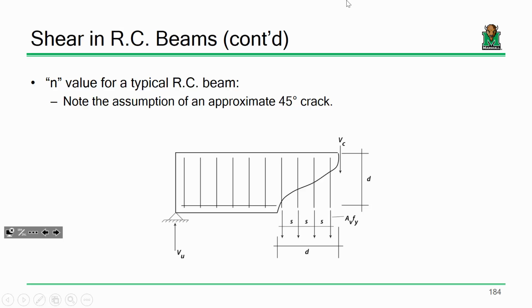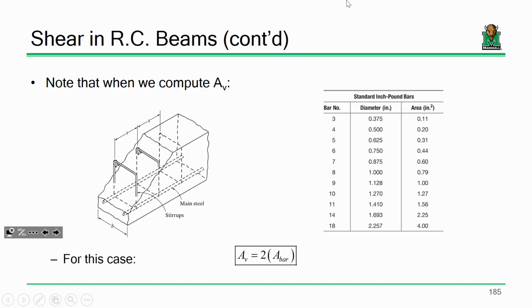So for this example, the capacity would be the area of one stirrup times the yield stress of a stirrup times, in this case, 4, because it's 4 stirrups across that given crack. Sound good? All right. Now the area, be real careful on that.